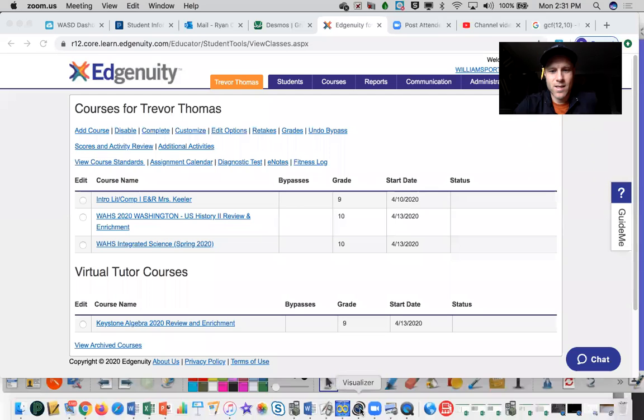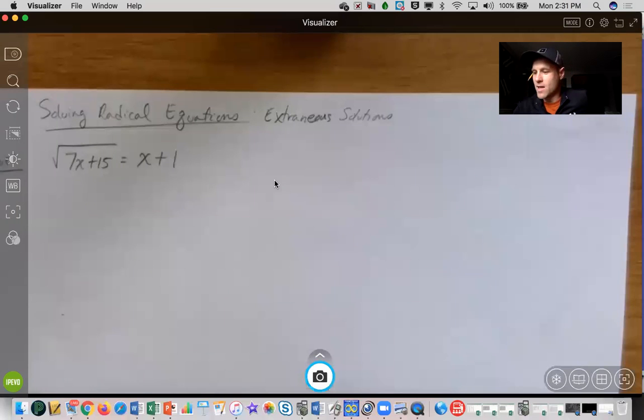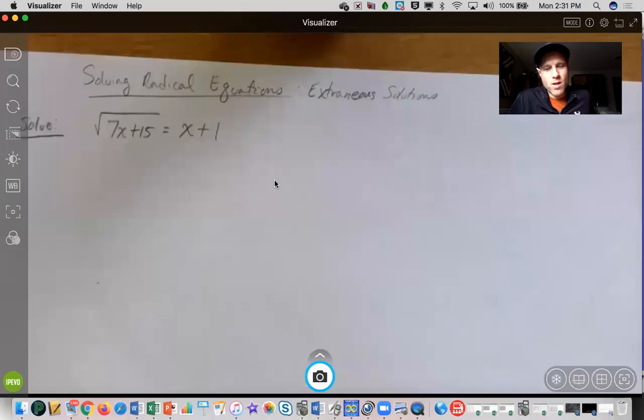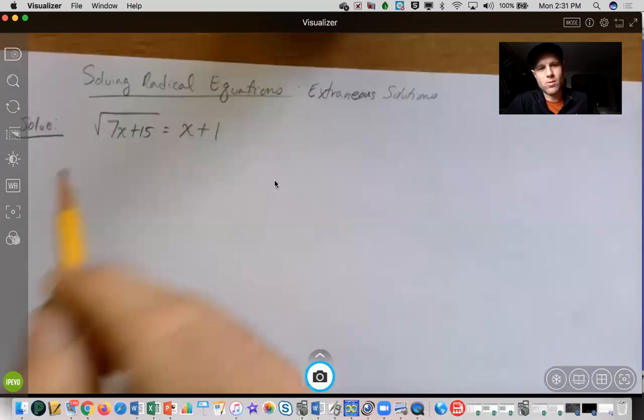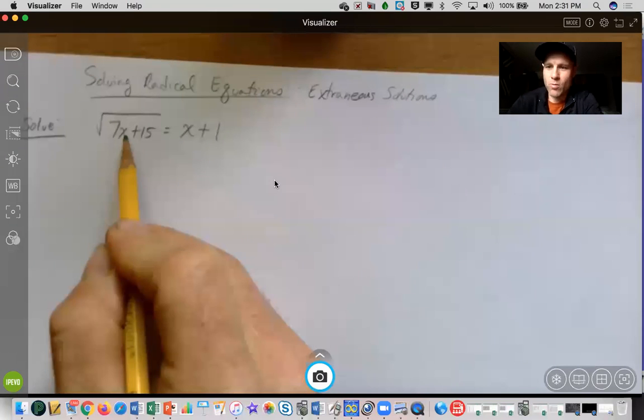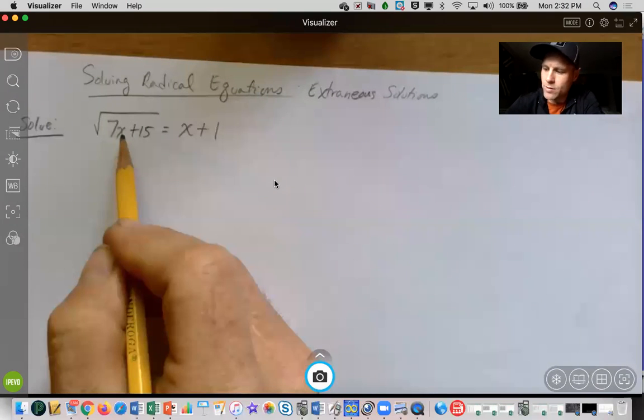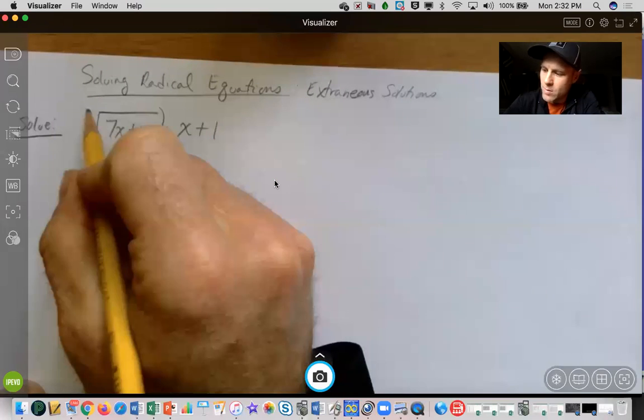All right, so what I have here on my document camera is the square root of 7x plus 15, that's a binomial, equals x plus 1, another binomial. So the first thing you want to do is try and get rid of the radical, and the opposite of a square root is raising to the power of 2. So I'll raise both sides to the power of 2.